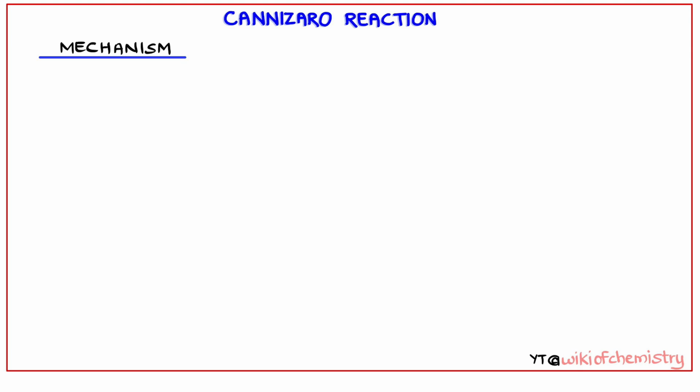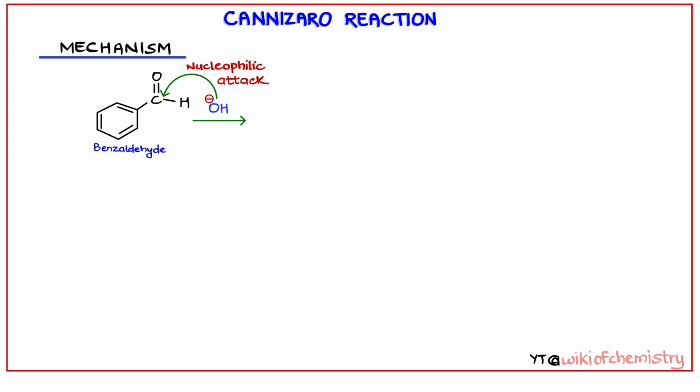Now, let us learn the details of these statements by studying the mechanism of Cannizzaro reaction in step-by-step manner. We will take the example of benzaldehyde to carry out this reaction in presence of a strong base such as OH-. The first step of the reaction is nucleophilic attack of OH- ion on carbonyl carbon of benzaldehyde. As a result, the bond pair electron between carbon and oxygen shifts over oxygen.